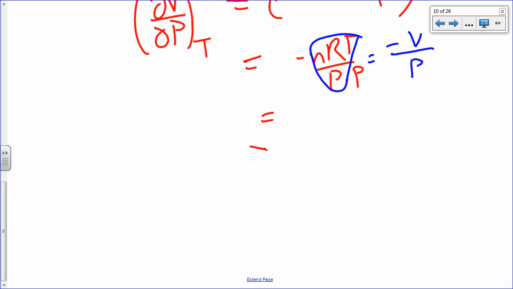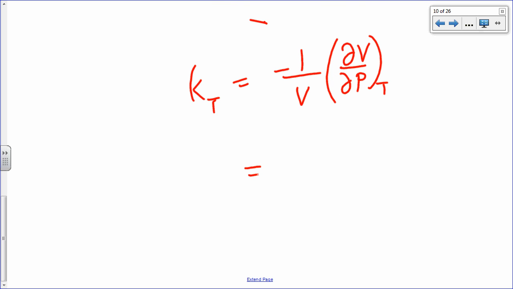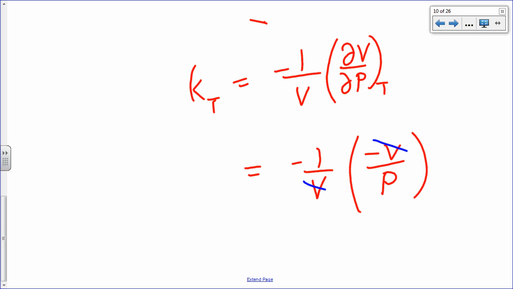So if that's negative volume over pressure, what would my kappa sub T be equal to? It's negative 1 over V times the partial derivative of V with respect to P at constant temperature. So negative 1 over V times negative V over P. So V cancels out. It becomes simply 1 over P. So for an ideal gas, kappa sub T is just 1 over P. Okay?